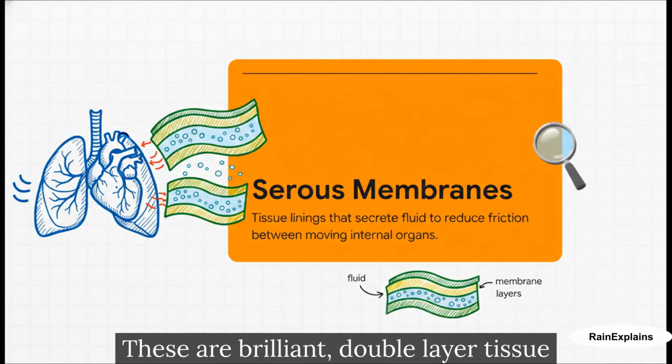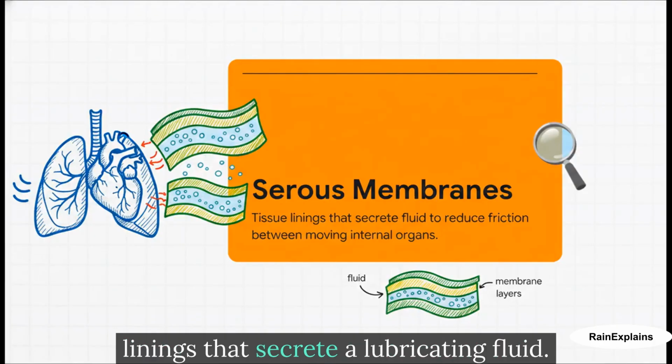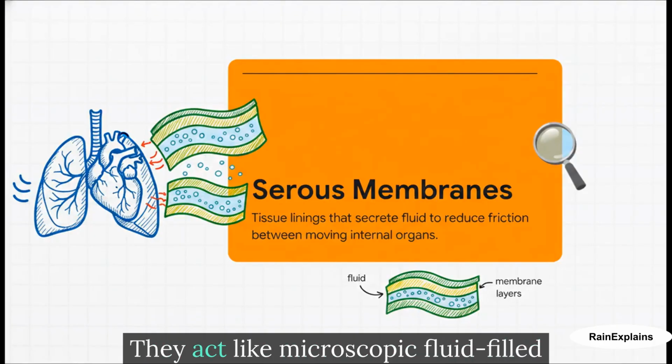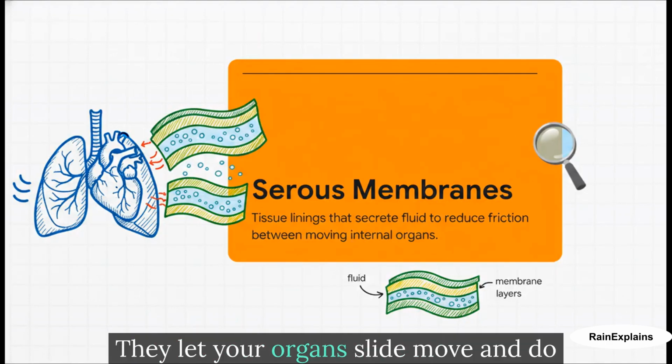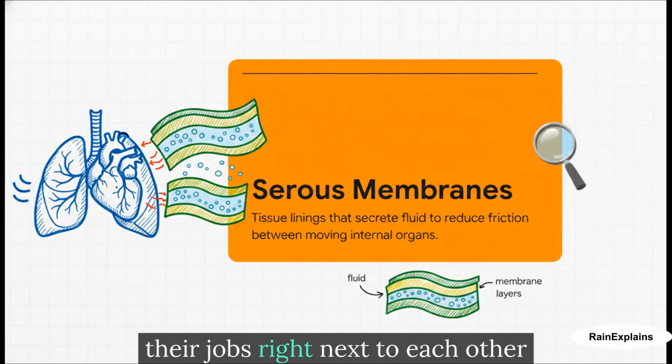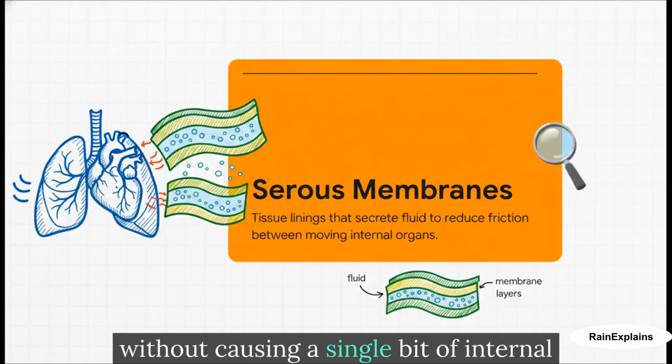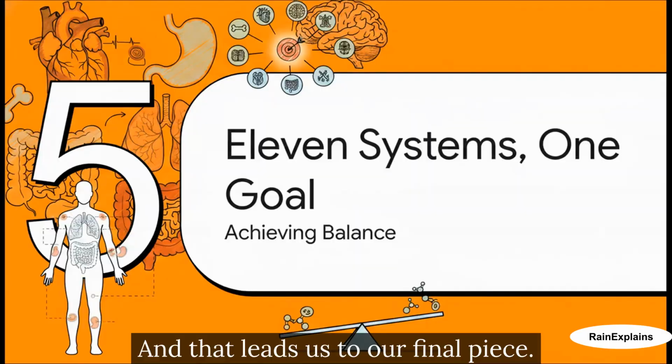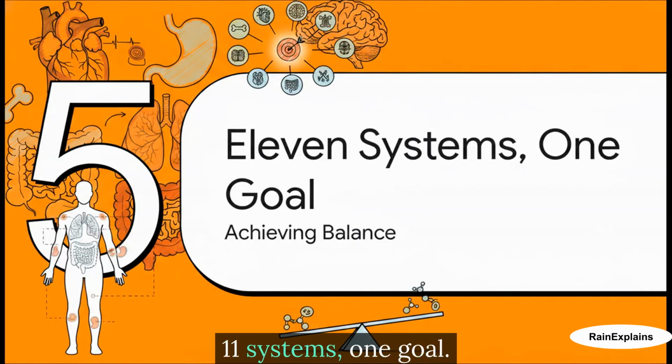These are brilliant, double-layered tissue linings that secrete a lubricating fluid. They act like microscopic, fluid-filled shock absorbers. They let your organs slide, move, and do their jobs right next to each other without causing a single bit of internal damage. And that leads us to our final piece, Chapter 5, 11 Systems, 1 Goal, Achieving Balance.